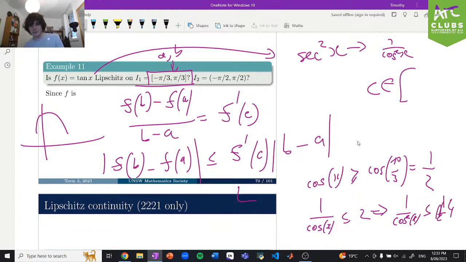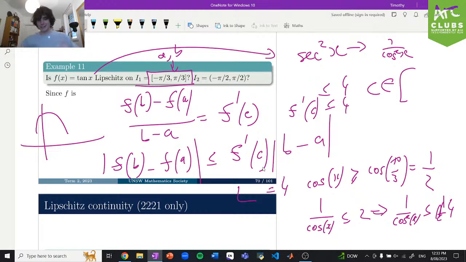And that is our Lipschitz constant, because we're essentially saying in this interval here, the derivative sec squared x is less than or equal to 4. So we can say for all values of c, that is going to be less than or equal to 4, and therefore our Lipschitz constant is 4.